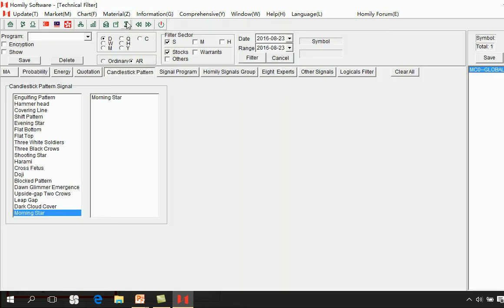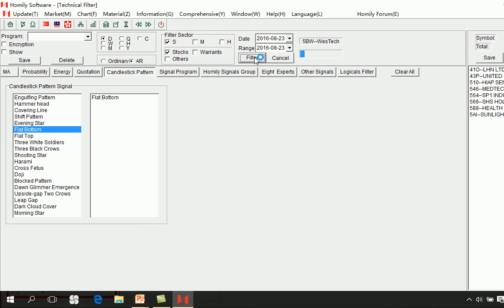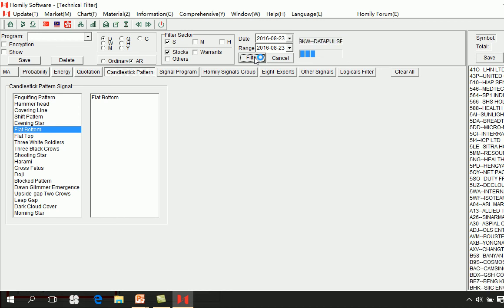Then we can find maybe flat bottom, or three white soldiers of flat bottom. Then we can click filter. Then we should check whether the flat bottom appears. We can see so many stocks appear, right? So we should check one by one, okay?